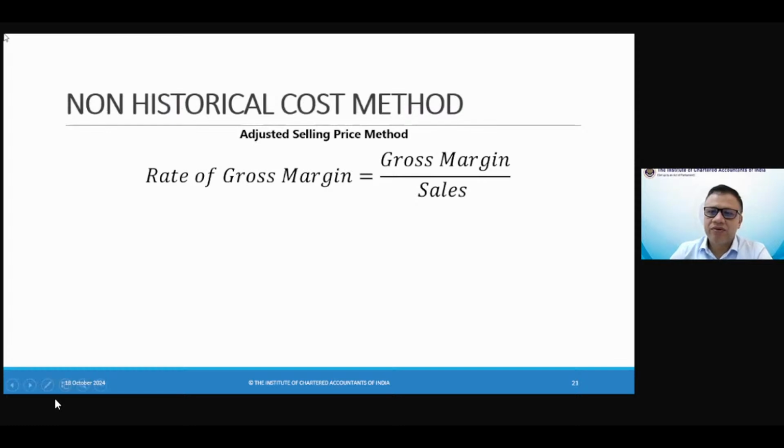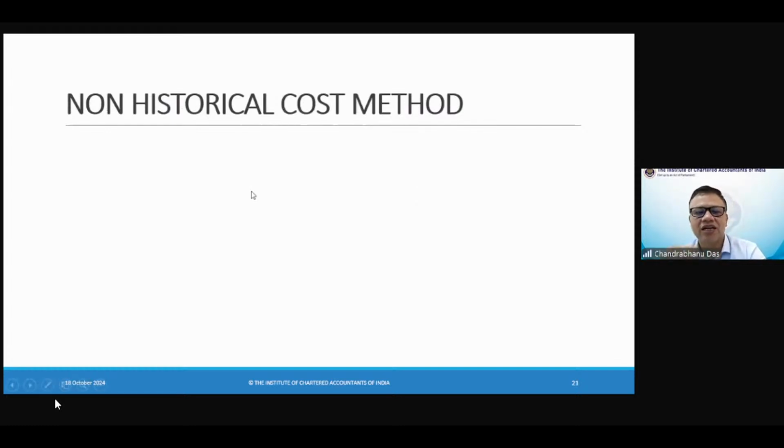So now we will go to another method, which is known as the non-historical cost method. What is the non-historical cost method? Why is it known as non-historical? We just talked about historical, now we'll go to non-historical.